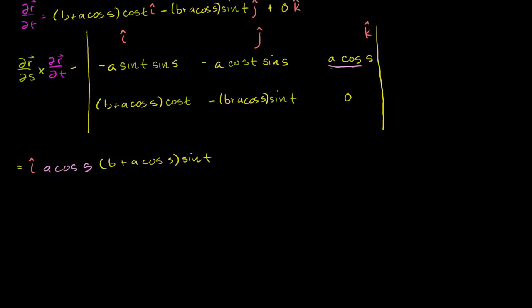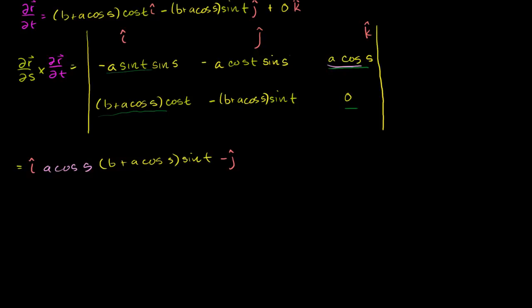Now it's going to be plus, actually minus j. You remember when you take the determinant, you have this checkerboard of switching signs. So now it's going to be minus j times, so you cross out that row and that column. And it's going to be this term times this term, which is just 0, minus this term times this term. It's going to be that times that, minus this times this.